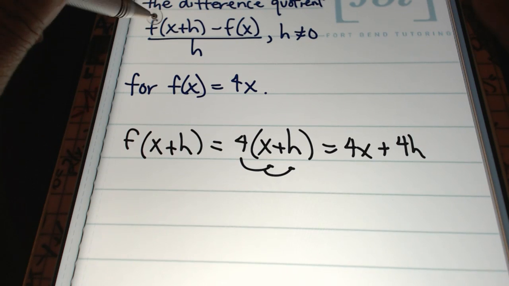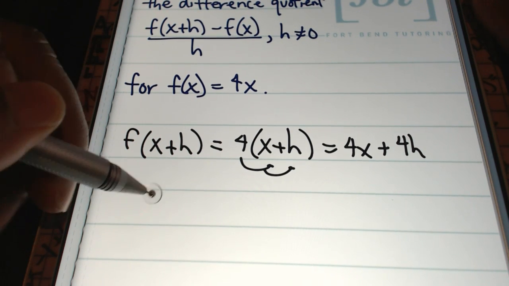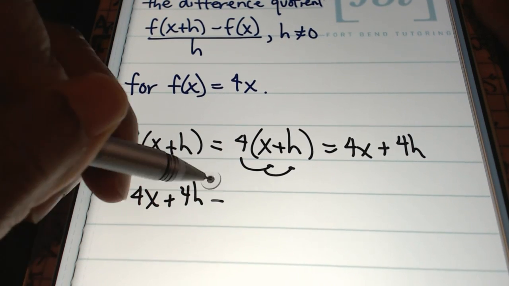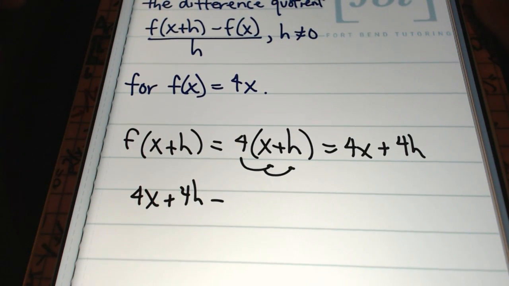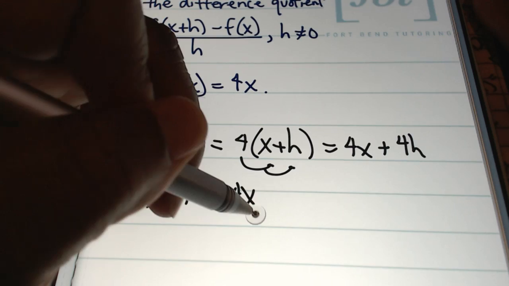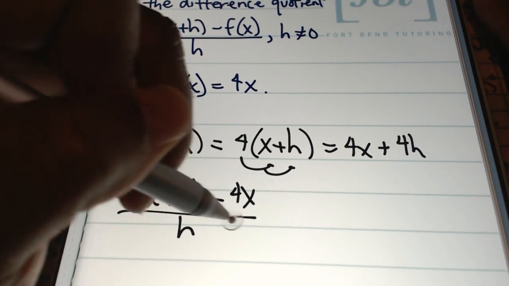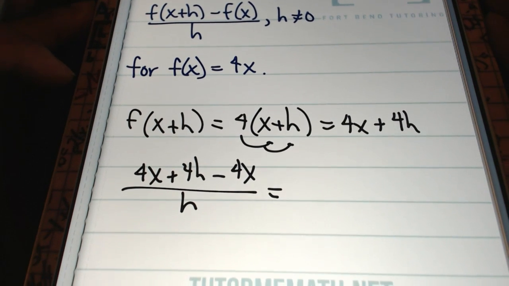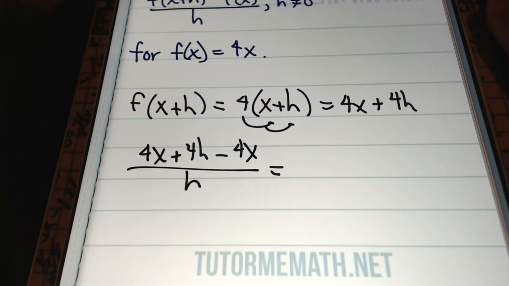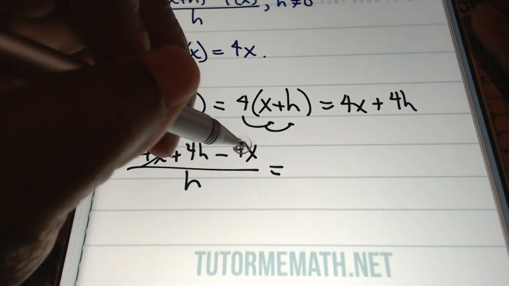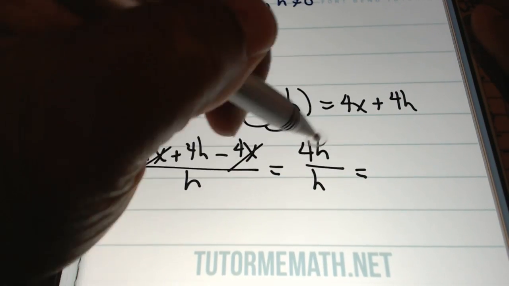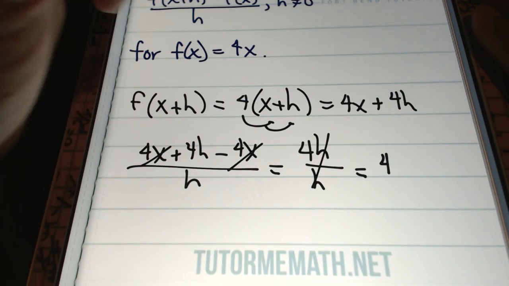So it's asking us to write down the f of x plus h first. Well, that value is 4x plus 4h minus the original value of f of x, which is 4x, all divided by h. Assuming, of course, that h does not equal 0. From this point, we'll be simplifying this. So the 4x's will cancel out here. We end up with 4h divided by h, and then canceling out those h's, you'll end up with a value of 4.